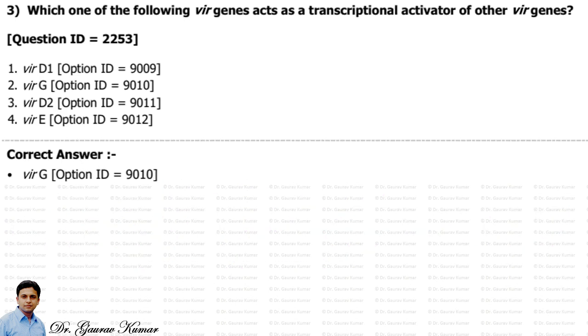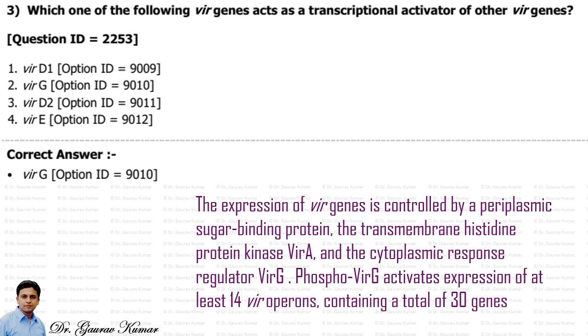Next question: which of the following Vir genes acts as a transcriptional activator of other Vir genes? The answer is VirG. The expression of Vir genes is controlled by a periplasmic sugar binding protein, the transmembrane histidine protein kinase VirA, and the cytoplasmic response regulator VirG. Phospho-VirG activates expression of at least 14 Vir operons containing a total of 30 genes.